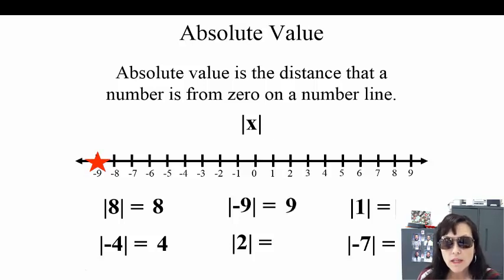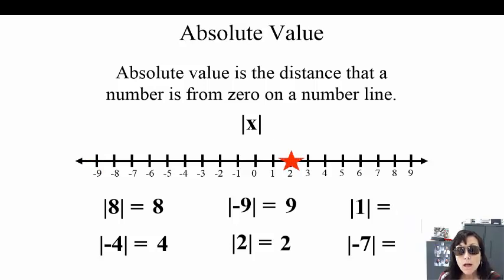And then we're going to move through these a little bit quicker. 2 is 2 spaces from 0. 1 is 1 space from 0. And negative 7, well, it's positive 7 because it's 7 spaces from 0.